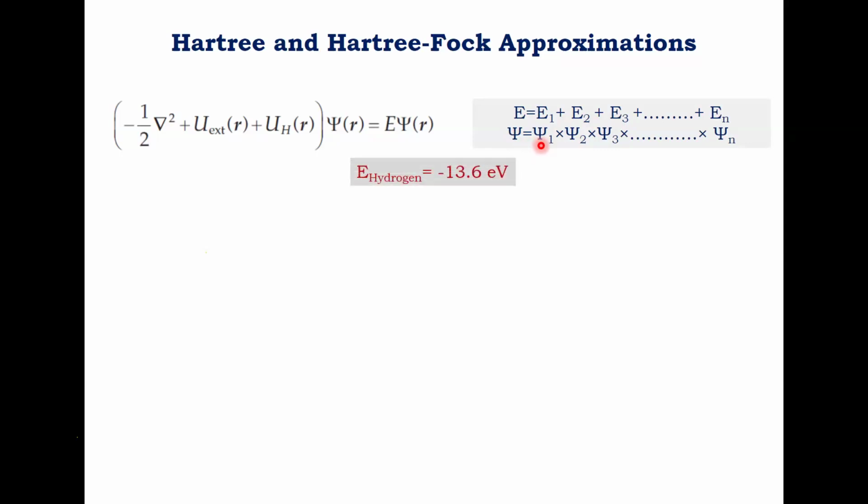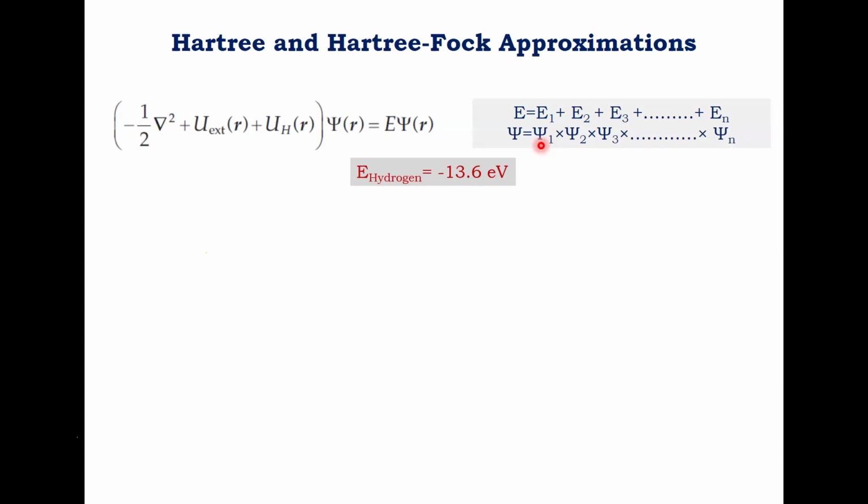If you calculate the energy of the hydrogen atom using this approximation, it comes out to be minus 13.6 eV, which is exactly the energy of the hydrogen atom. This is because in the hydrogen atom we have one electron, so it is understandable that for a one electron system the Hartree approximation can be applied directly. So it gives you a good energy, which is exactly the experimental energy.